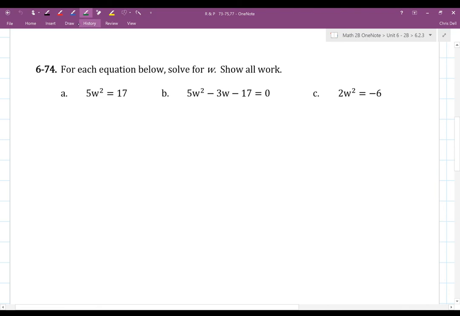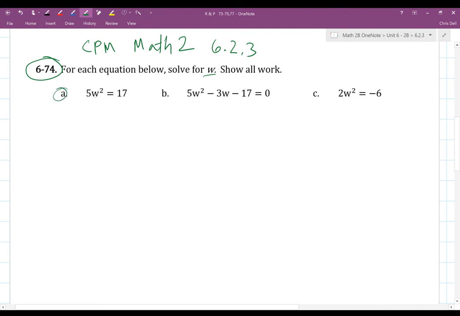So this is coming from CPM Math 2, so Integrated 2, and this is section 6.2.3, number 74, 6-74. It says, for each equation below, solve for W, show all your work. So here's this one here. We'll look at A first.